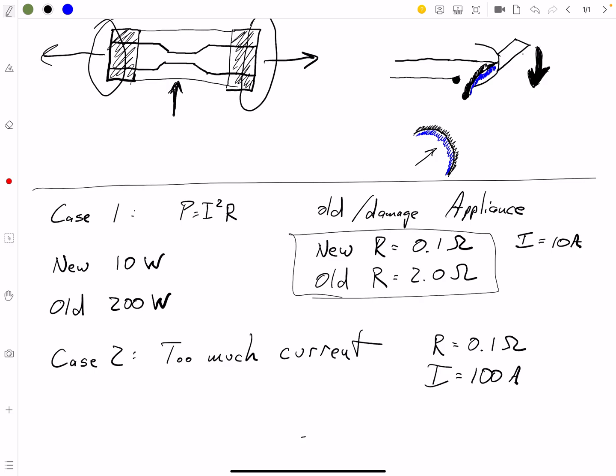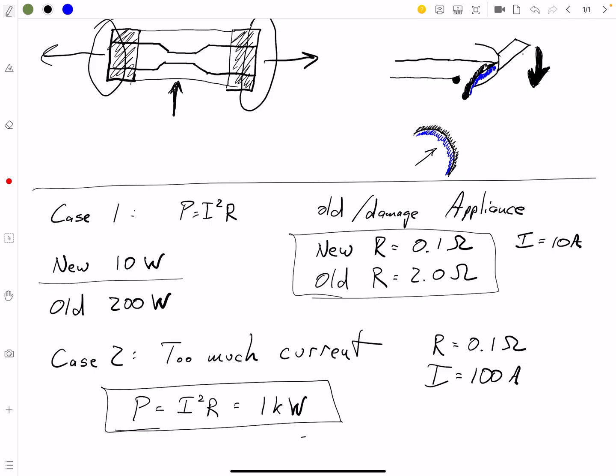Okay, so at that point, our power, I squared R, that's going to, squaring 100, that's 10,000 times 0.1 is 1,000. So we've got 1 kilowatt. 1 kilowatt is a lot compared to what we would have had as 10 watts. So this is, again, another bad situation, providing too much current to a certain object.